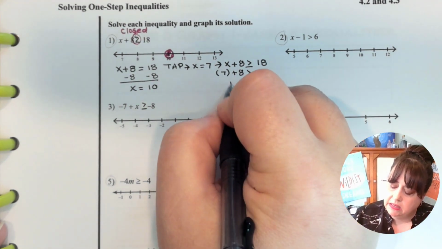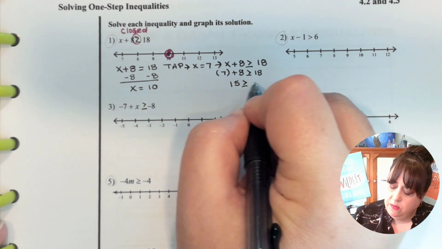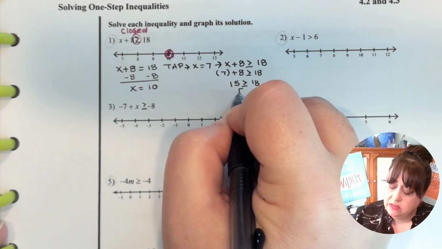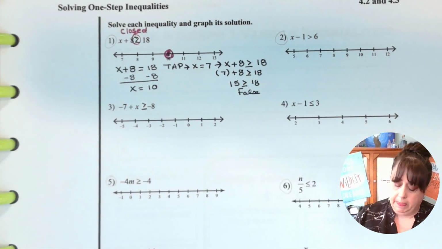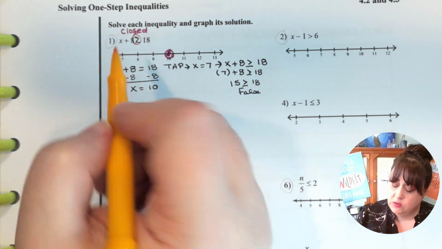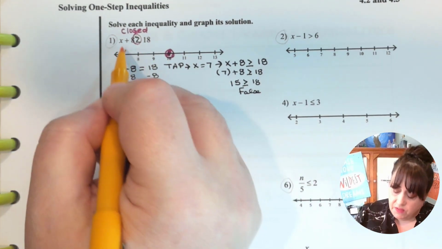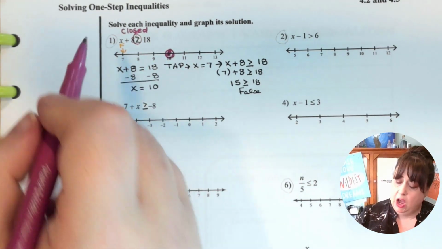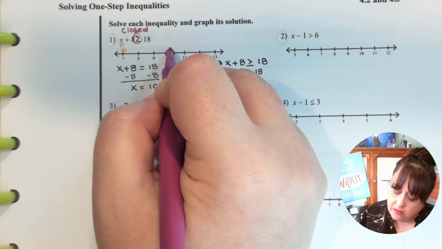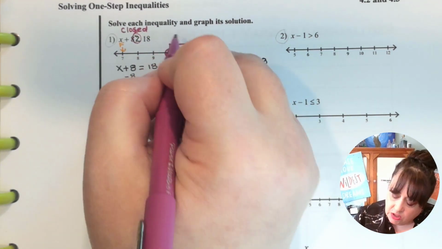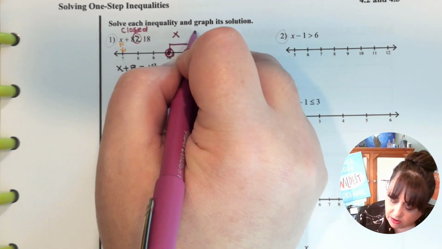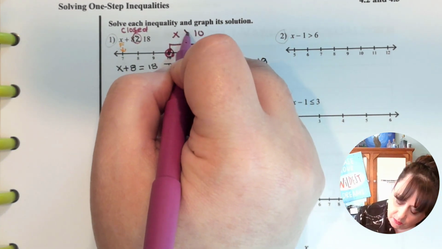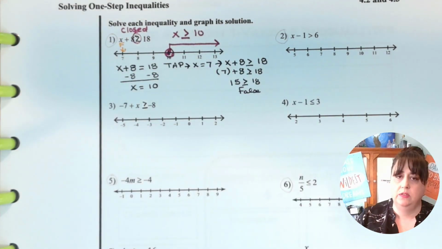7 plus 8 is 15. Is 15 greater than or equal to 18? The answer is false. So this was my tested point right here. That's false, so I have to shade away from it because it's not part of the solution. So how do my x's compare to 10? My x's are greater than or equal to 10.